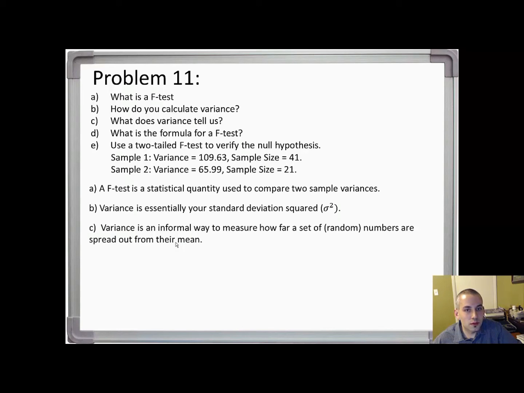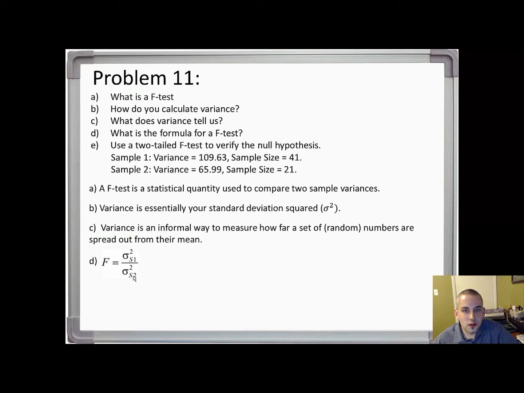Part D, what's the formula for F-test? It's your variance of your first sample divided by the variance of the second sample. Notice that because you're dividing the variances, there are no units, right? They're going to cancel out. Important to distinguish. Let's work through an example in E.